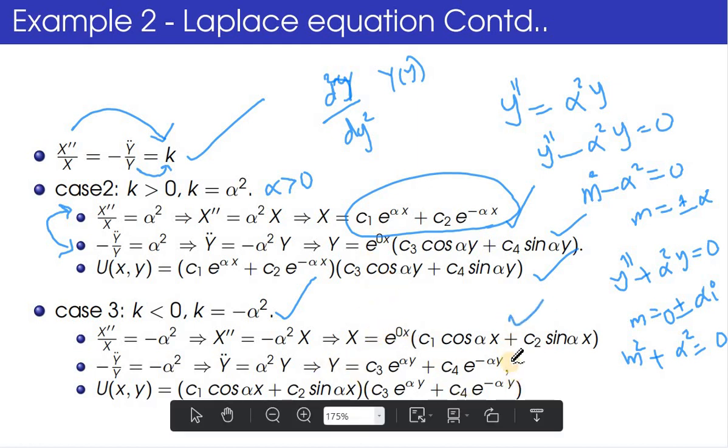Now getting this X and Y, you can write the solution u as the product of this X and Y. So u of x y is equal to c1 cos alpha x plus c2 sin alpha x times c3 e raised to alpha y plus c4 e raised to minus alpha y. So this is how we solve the Laplace equation using the method of separation of variables.